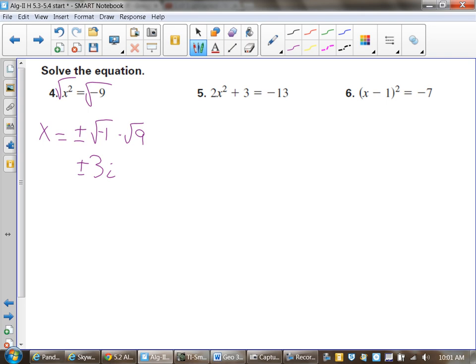Okay. In 5, we have 2x squared plus 3 is negative 13. Subtract the 3, very good, and divide by 2, I get x squared is negative 8. And do you guys remember what the square root of 8 was? So what would be the square root of negative 8? 2 root 2i. Put the i in front of the root. It's that etiquette thing again.